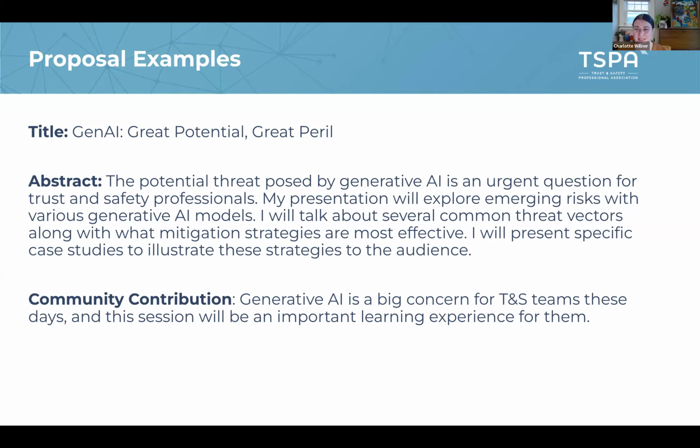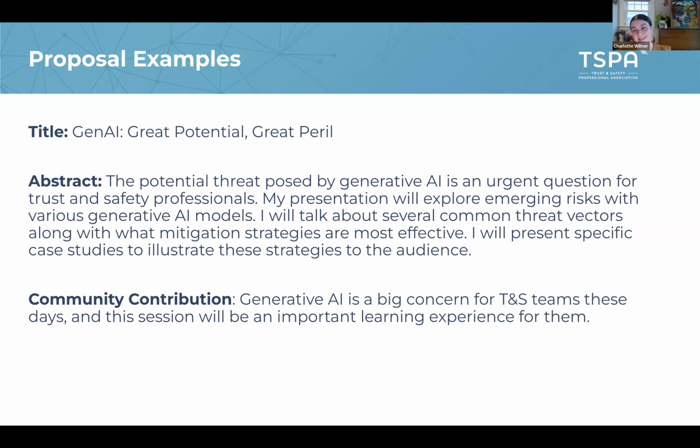There's also just not a lot of specifics in the proposal. I say, I'm going to talk about several common threat vectors. It would be really helpful for the program committee to know what threat vectors, right? Because we might have 2 or 3 other competing proposals that do have a lot more specifics. And if you're going to cover them, we want to know, right?